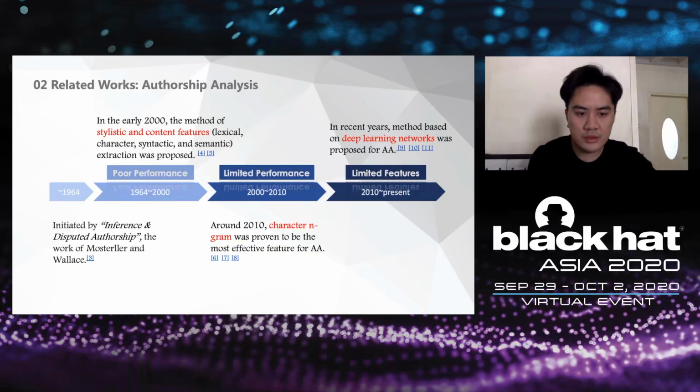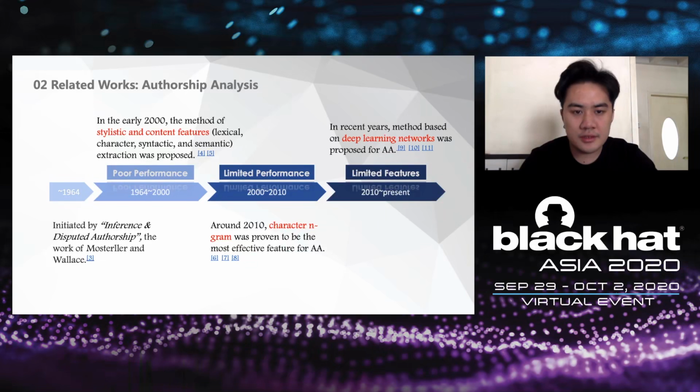Character n-gram was introduced 10 years later, and it has been proved to be the most effective feature for authorship attribution at that time. But still, the performance is limited since it involves many high-dimensional matrix manipulations. In recent years, with the breakthrough of deep learning, some researchers proposed a method based on deep learning networks. It turned out to be effective, but only for authorship attribution. Those methods do not apply to authorship verification or clustering.